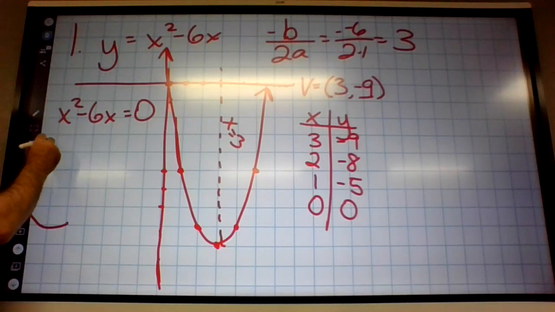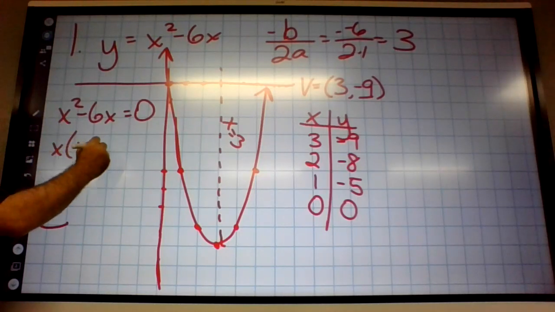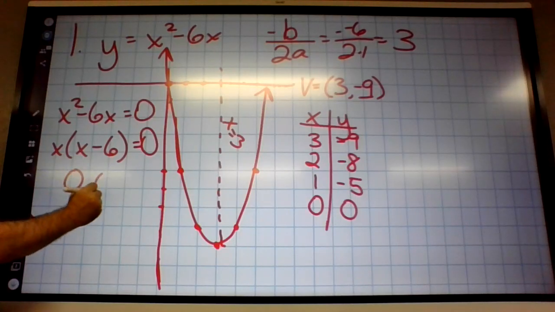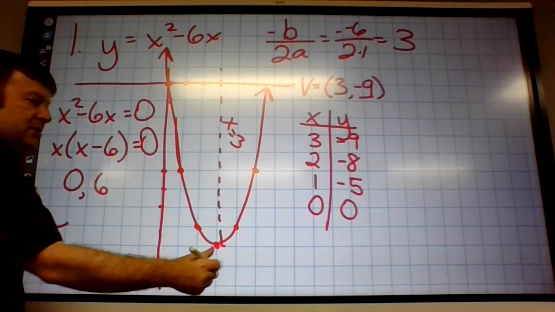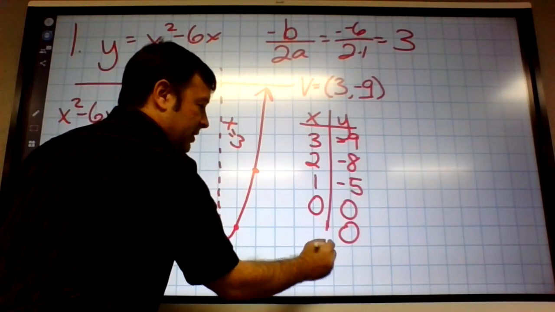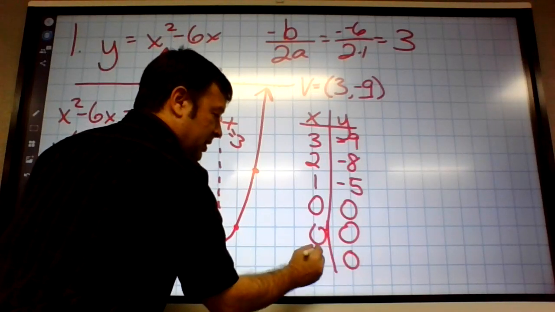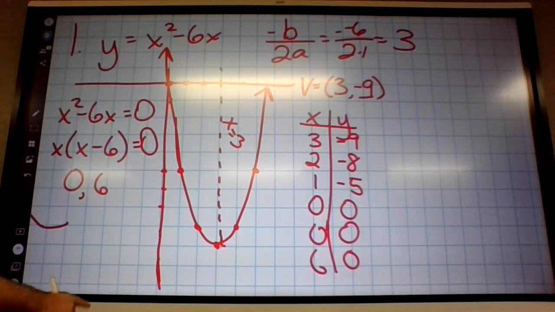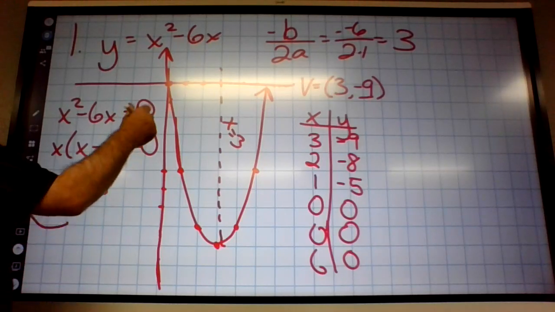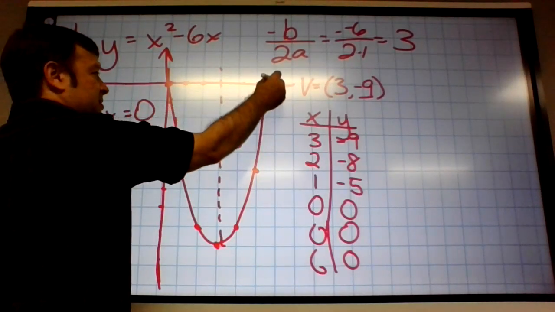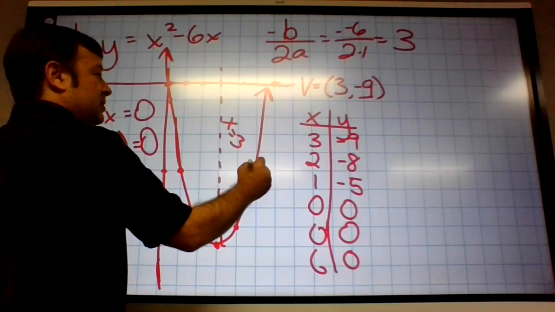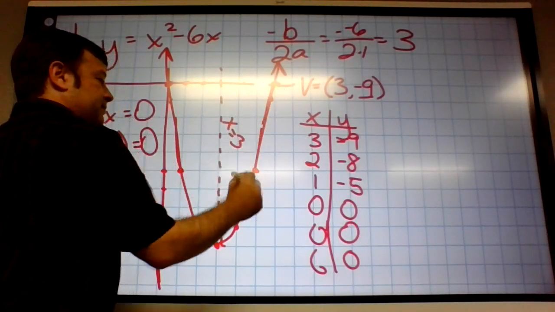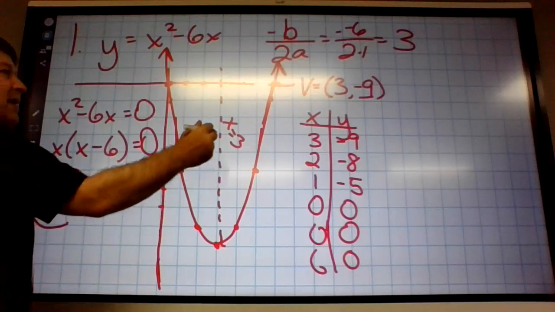How do I solve that? Take out an x. That's what we did yesterday. So the two answers should be 0 and 6. So when y is 0, x is 0, and well, we kind of already had the 0, 0. Okay, so that means it should cross the x-axis at 0 and 6. So it's pretty close. I'm curving a little too quickly, but okay.